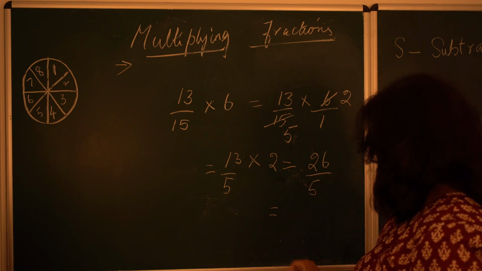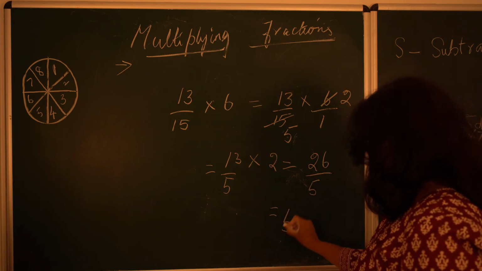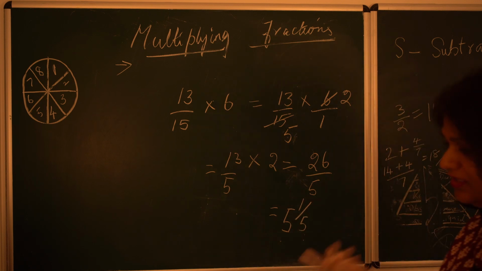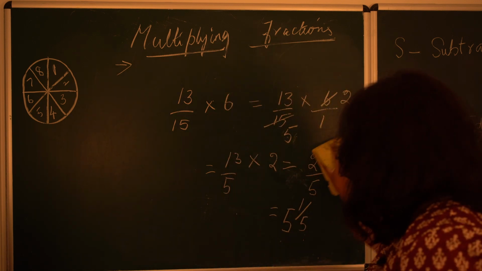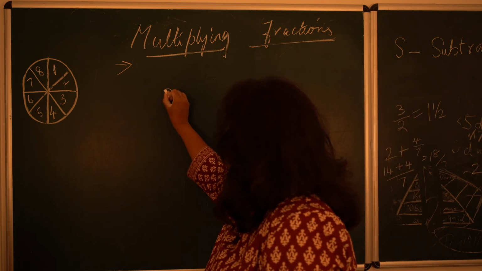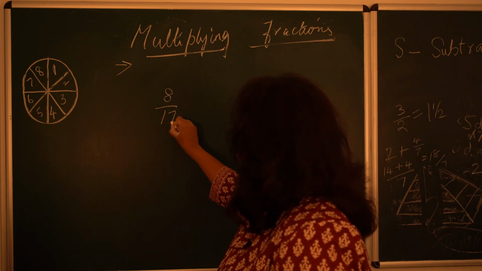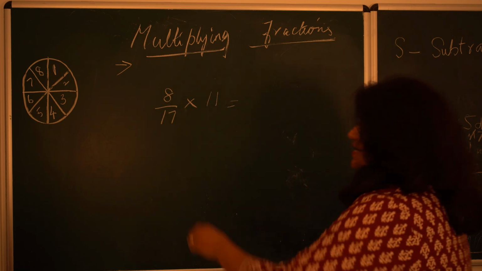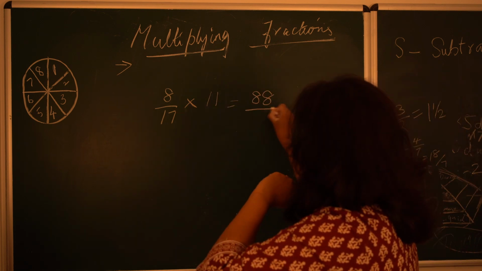And this means 5 is my whole number, 1/5. Let's do one more example. Let's say 8 by 17 into 11. 11 times 8 is 88 divided by 17.